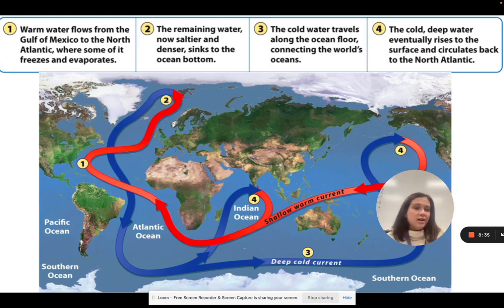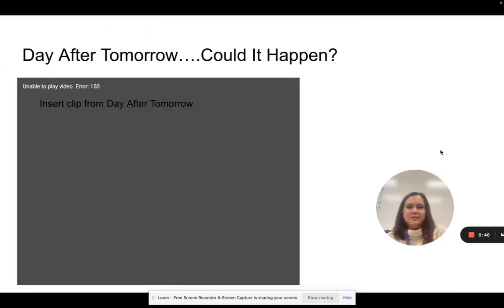Now, if that wasn't running, England would look like where it is in relation to Canada. It's like northern Canada. Their climate would change drastically. So just something interesting to think about there.